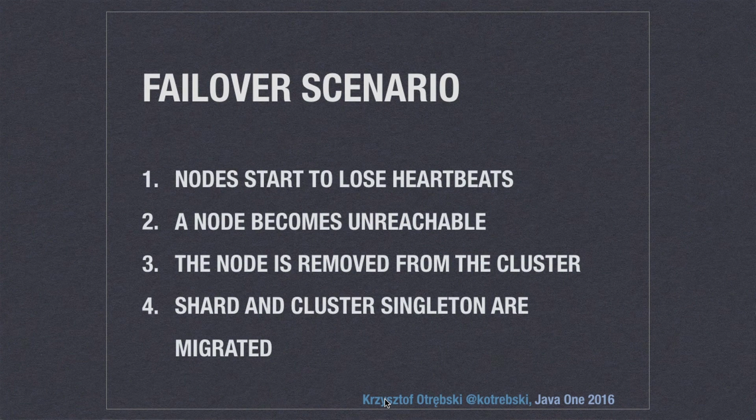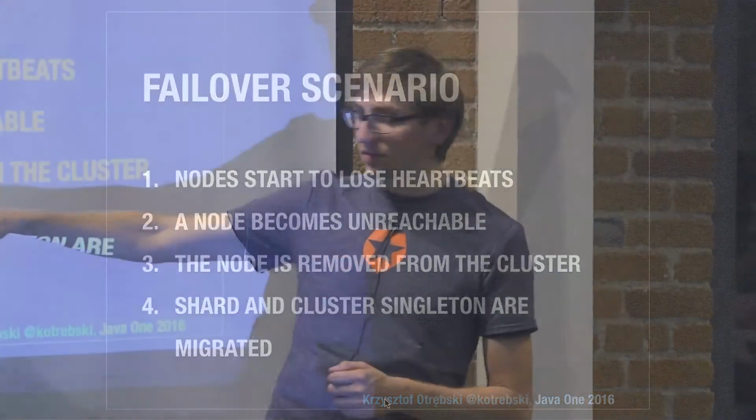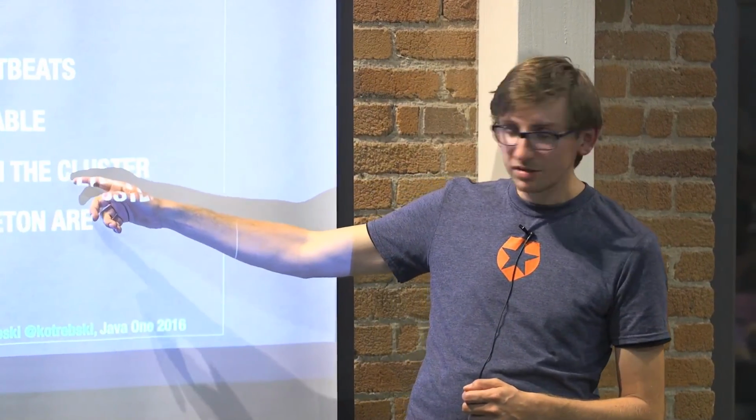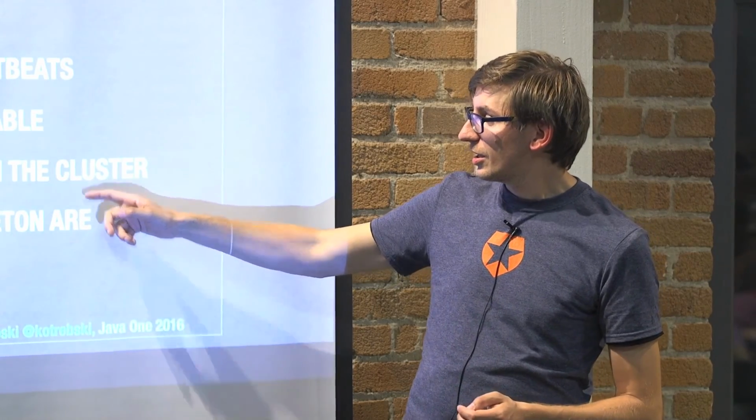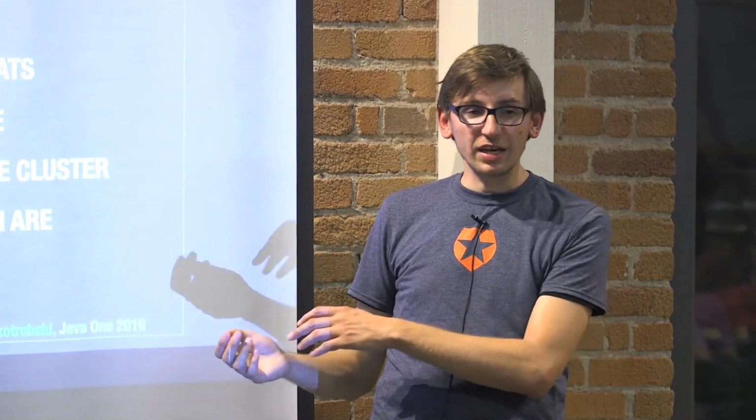OK, so what does the failover scenario look like? Cluster nodes start losing heartbeats. They're gossiping with each other about, have you seen this node? And if you miss some messages, you can configure how many, and how sensitive this mechanism is. Nodes become unreachable. After a specified amount of time, the node is removed from the cluster. You can also do this manually. And then sharding can recreate actors on different nodes. And for Singleton, the same.